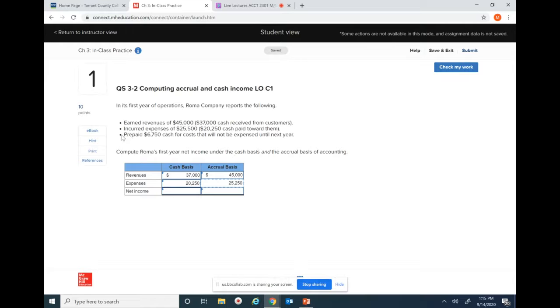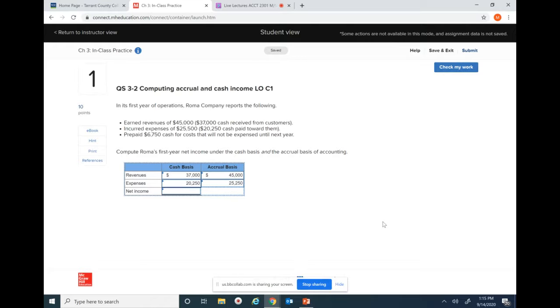I'm going to look at the last line here. They prepaid $6,750 cash for costs that will not be expensed until next year. Those costs are, if you remember from the last few weeks, prepaid expenses. They're assets. So under the accrual basis of accounting, we will not be including those costs at all.